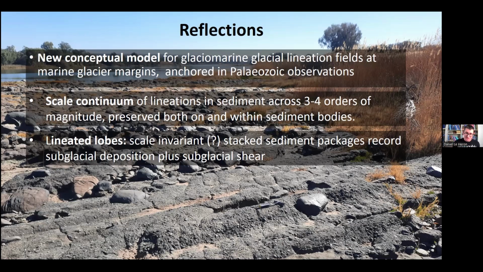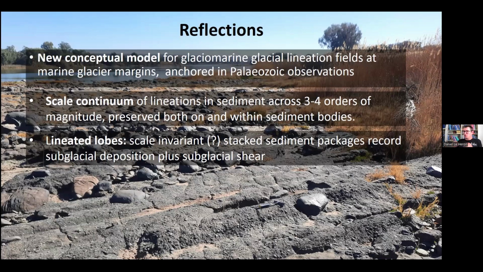The second point would be this idea of this scale continuum that is still a topic of hot debate, I think, in glacial geology and sedimentology generally. But we see this continuum over 3 to 4 orders of magnitude within our data, and also scaling things down to the very small scale, which has not been incorporated in any previous work that we're aware of to date.